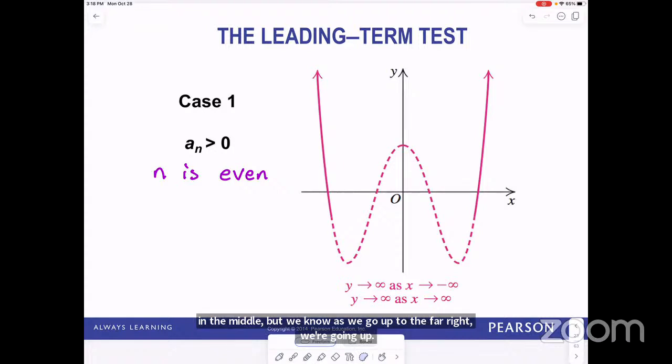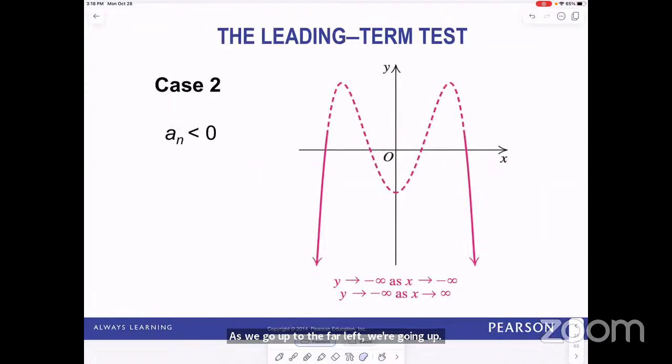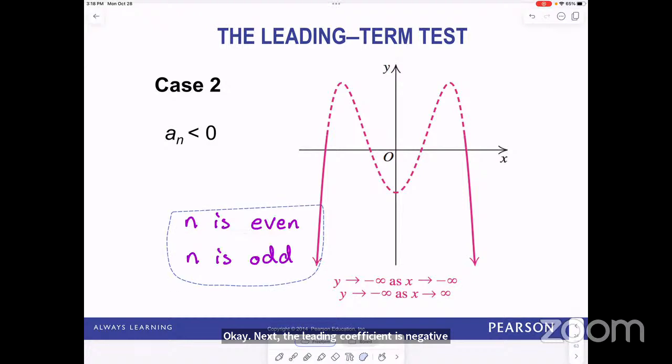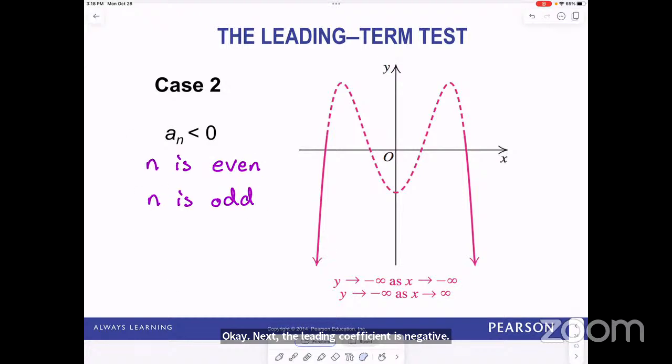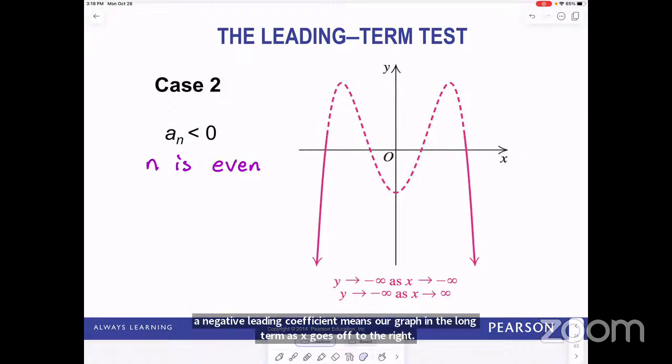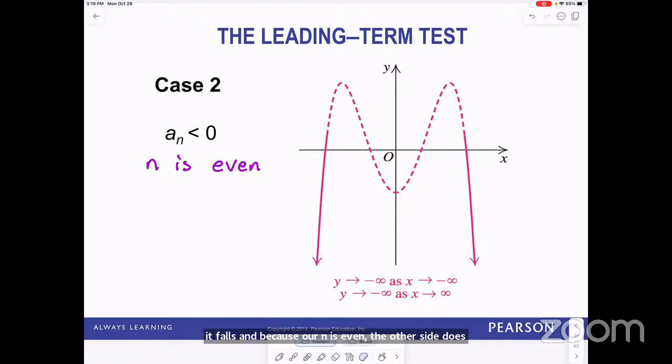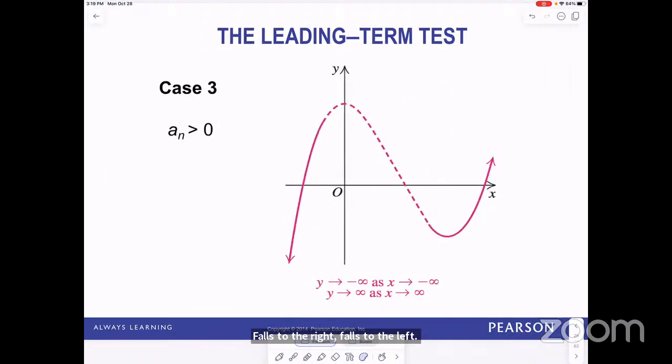Okay. Next, the leading coefficient is negative and n is even. So negative leading coefficient means our graph in the long term, as x goes to the right, it falls. And because our n is even, the other side does the exact same. So the other side falls as well. So falls to the right, falls to the left. Okay. Similar to the power function, case 2 in the power function.